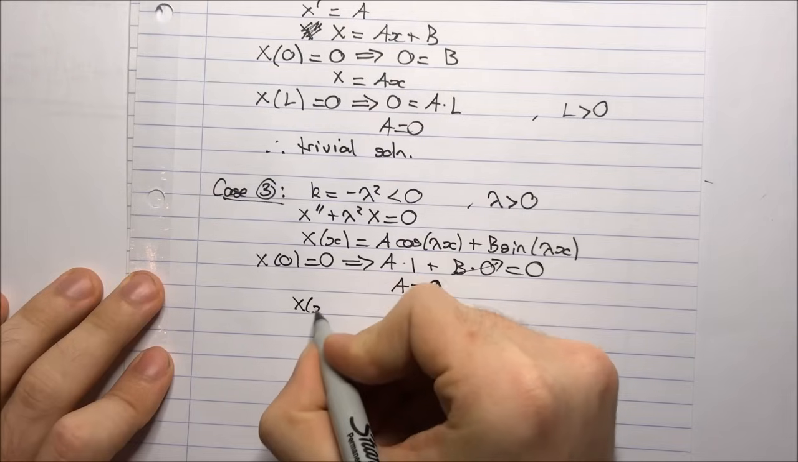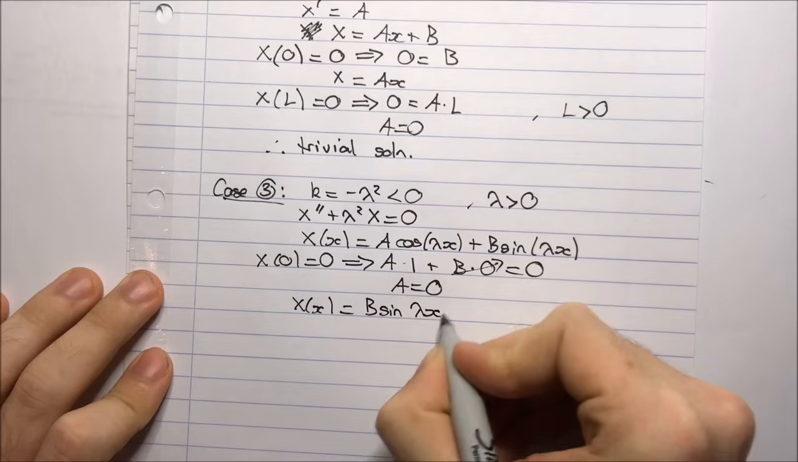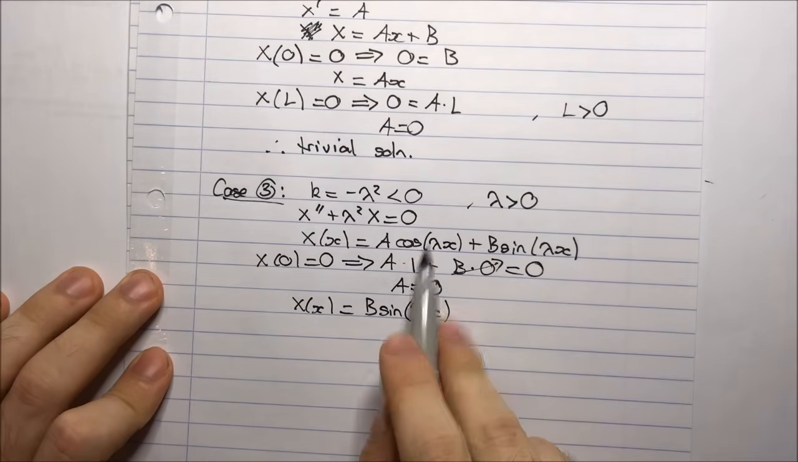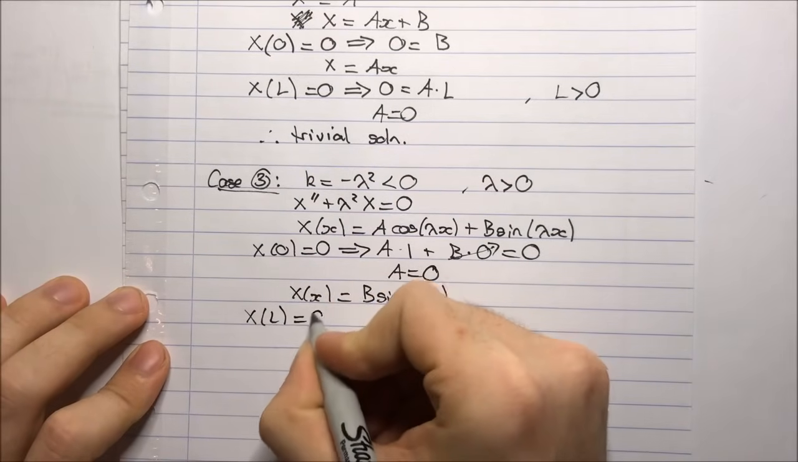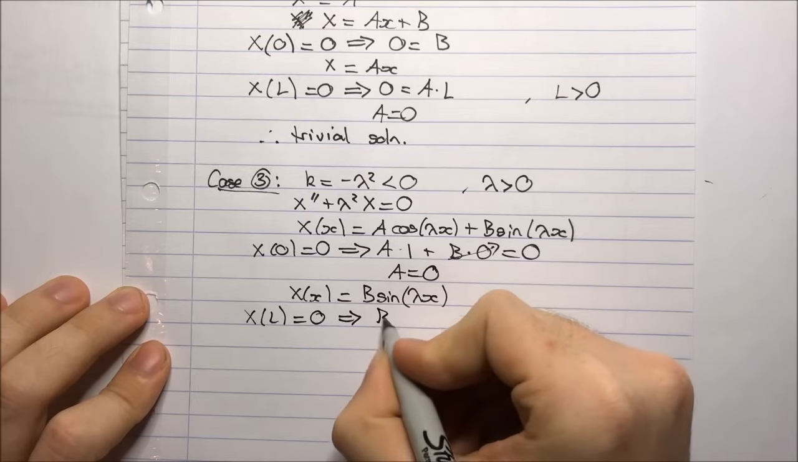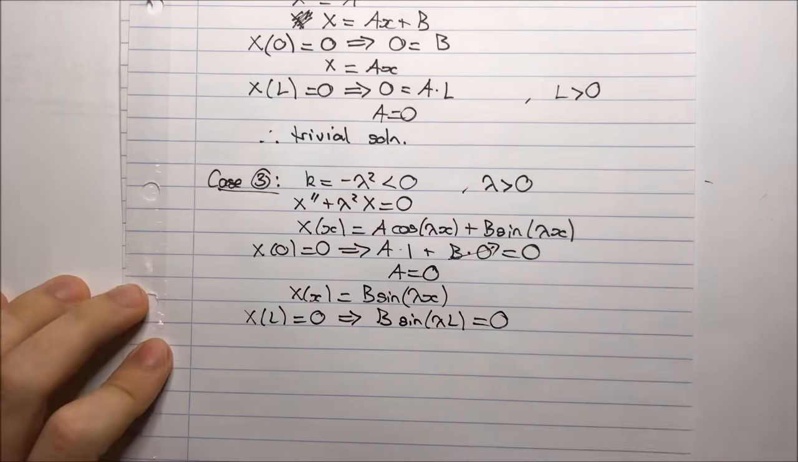I have X(x) = B sin(λx). We lose this term because A is equal to 0. Alright, our other condition, X(L) = 0, means that B sin(λL) is equal to 0.